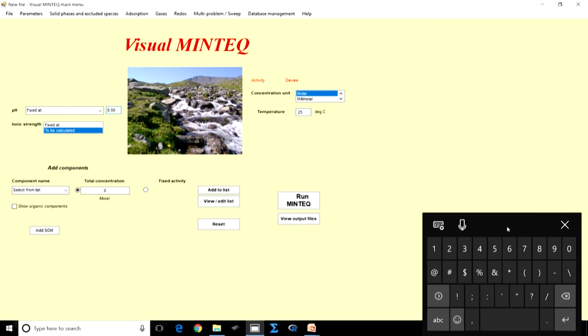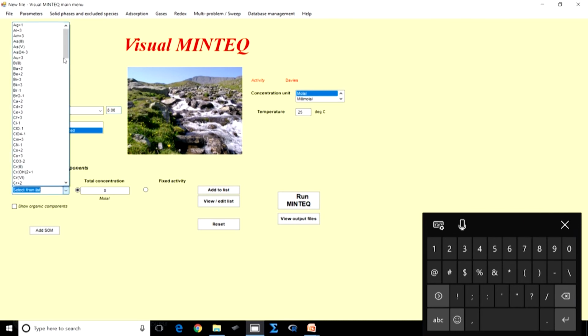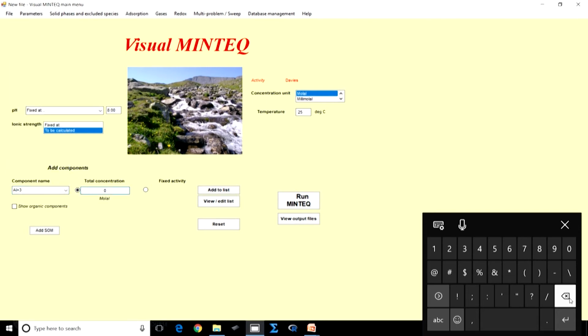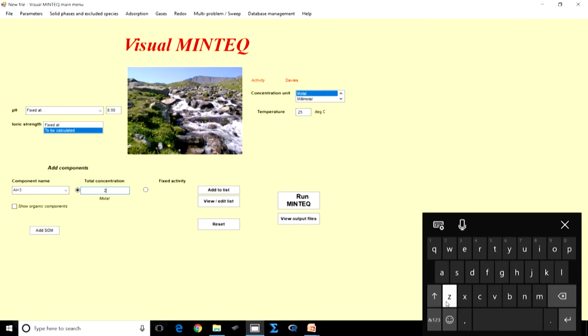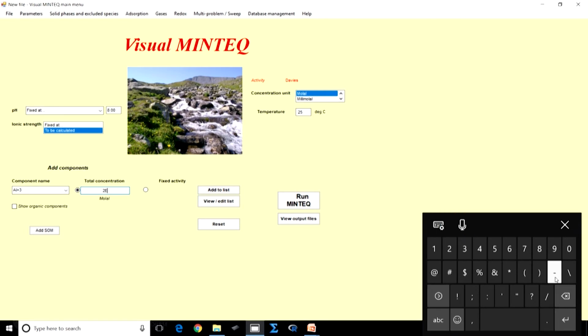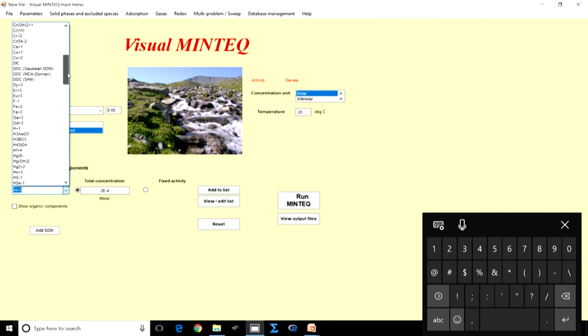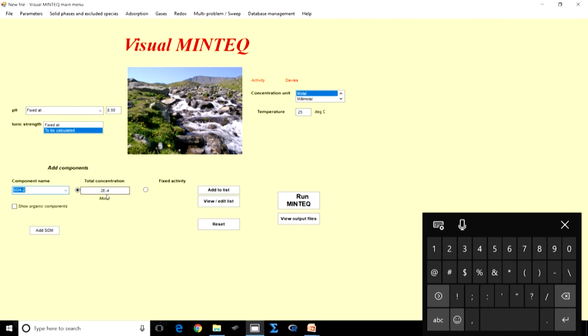Okay, and what next? I need to add Al3+ at 2 into 10 power minus 4, right? Add to the list. And what else, please? And I think SO4 2 minus. I believe it was 3 into 10 power minus 4, and that is something I am going to add to the list. But I believe the solution also says alkalinity is present, so specify alkalinity.